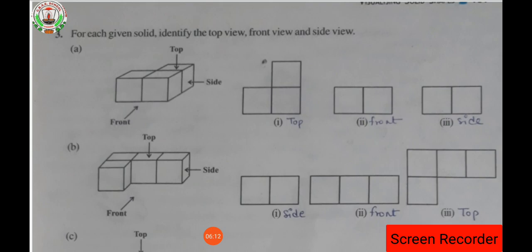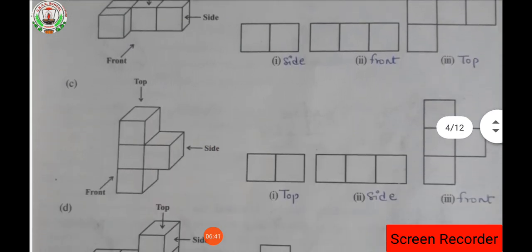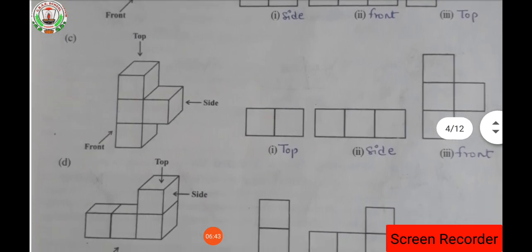Then 10.1, 10.2, no need of writing in your copy. Okay, no need of writing, no need of drawing, and no definition is there. Then for each given solid, identify the top view, front view and side view. So here the answer is written, how this front, side and top view will be visible. So first one is a top, second front, and third one is a side. Then the B part, side, front and top. In this way you can solve, by seeing the figure you can solve.